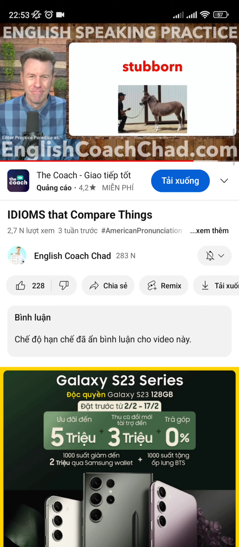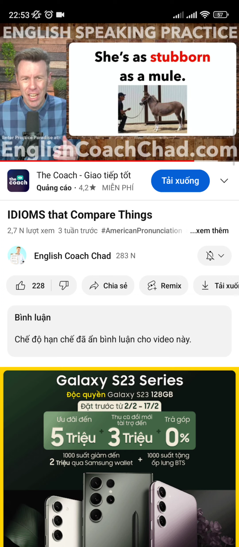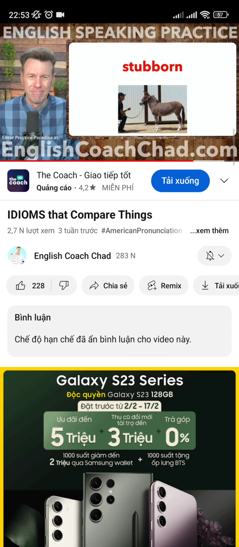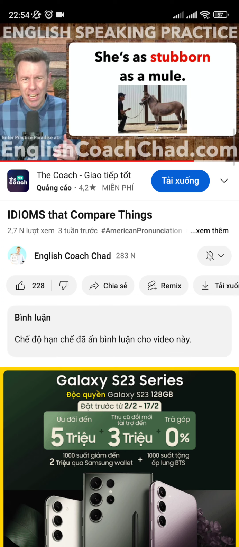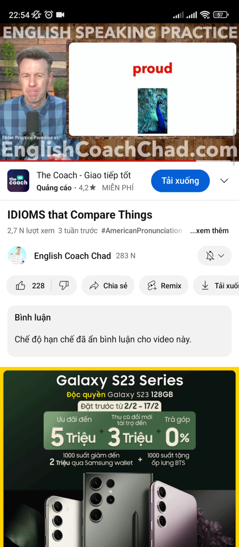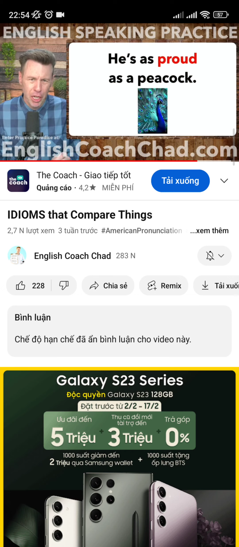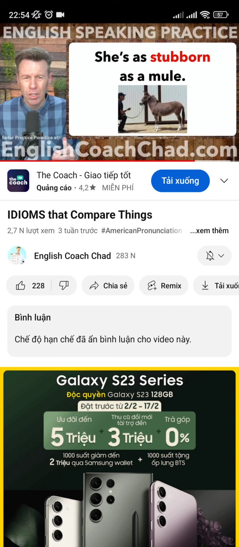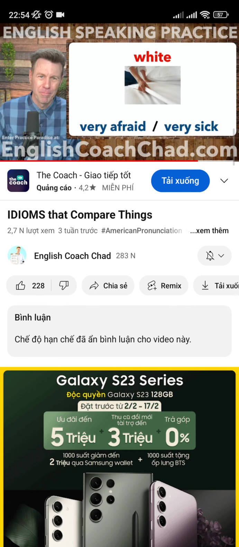Stubborn. She's as stubborn as a mule. Proud. He's as proud as a peacock.